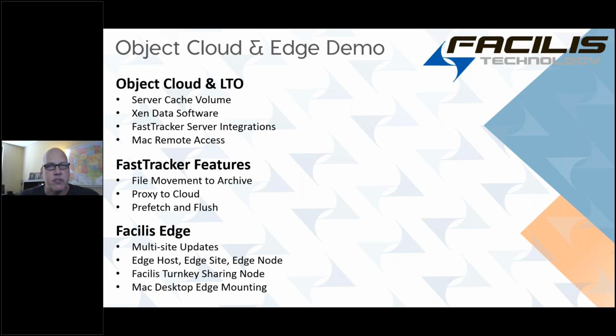So this is what I'm going to try and demonstrate in the time we have left. Object Cloud, the server cache volume, what that looks like, some of the ZenData software and how we've incorporated that into FastTracker, how Mac gets remote access just in a very simple way, the FastTracker features of file movement to archive, proxy to cloud, fetch and flush. I won't go through all of those, but I'll show you how they exist and where they are. Facilis Edge, then multi-site updates, the Edge host, Edge site, Edge node, what those look like, and of course the ability for the Mac to mount the Edge cache volume to its desktop to use directly, as well as the Facilis turnkey sharing node and what that's all about, what that does.